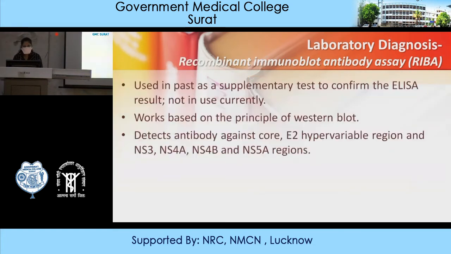Then we come to the recombinant immunoblot antibody assay, used in the past as a supplementary test to confirm the ELISA, not in use currently. It works based on the principle of Western blot, and detects antibody against core, E2 hypervariable region and NS3, NS4A, NS4B and NS5A regions.